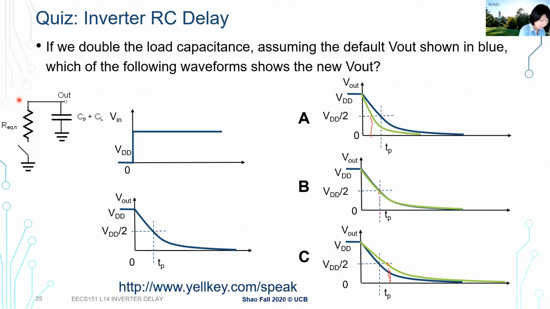The time constant is basically RC together, right? So with a higher load capacitance, we basically have a higher C. So our time constant is actually longer. So with a higher time constant, our circuit is actually slower.